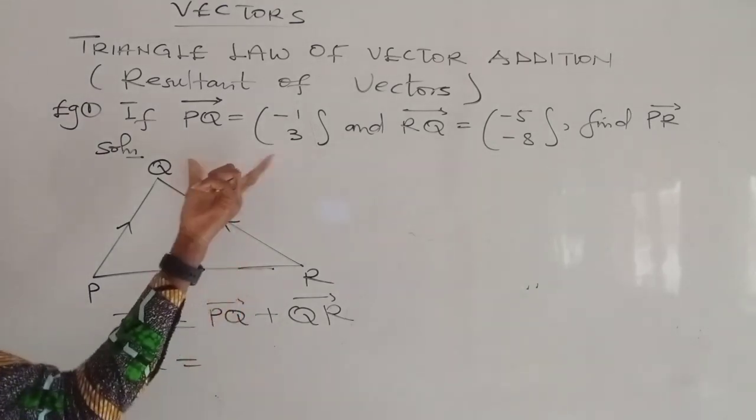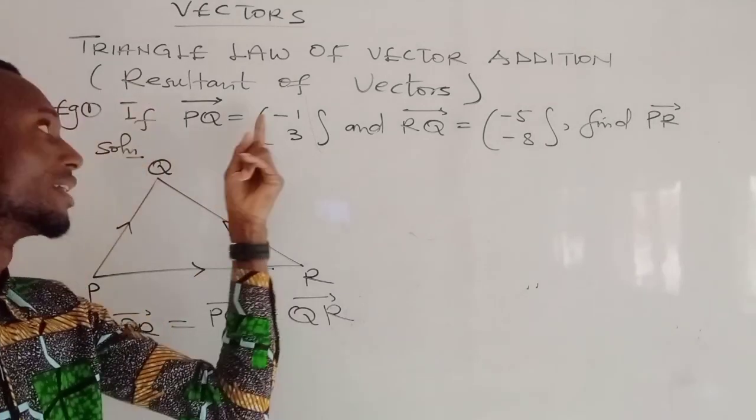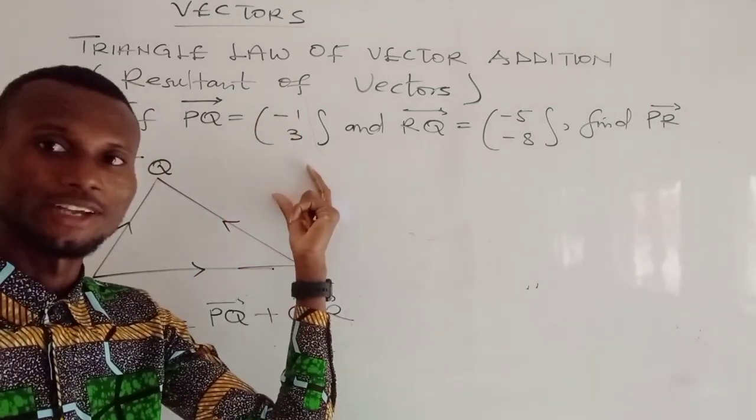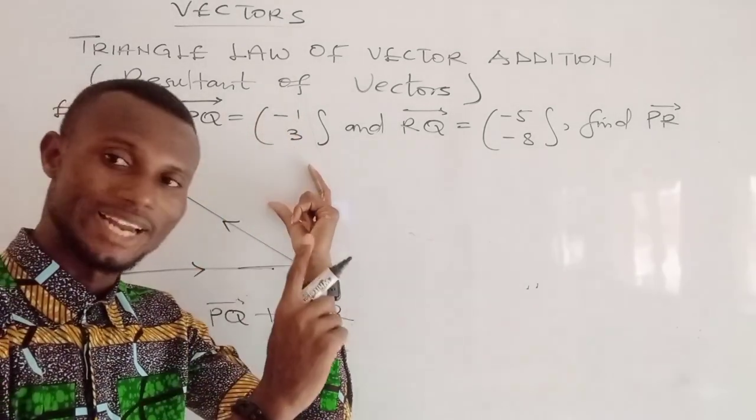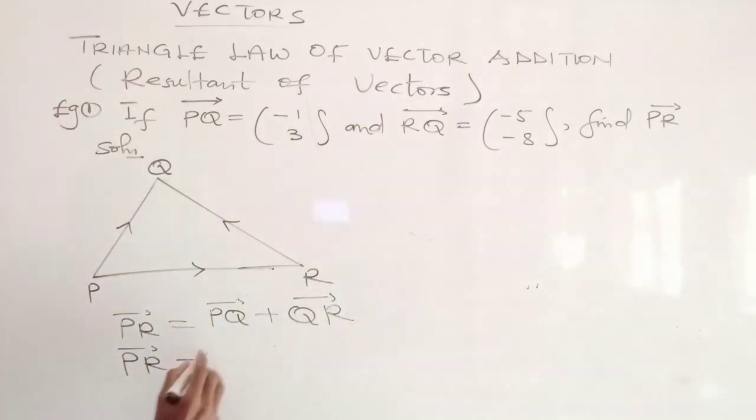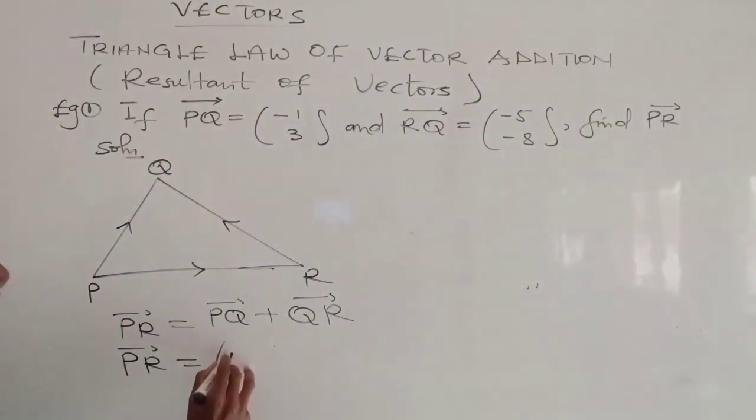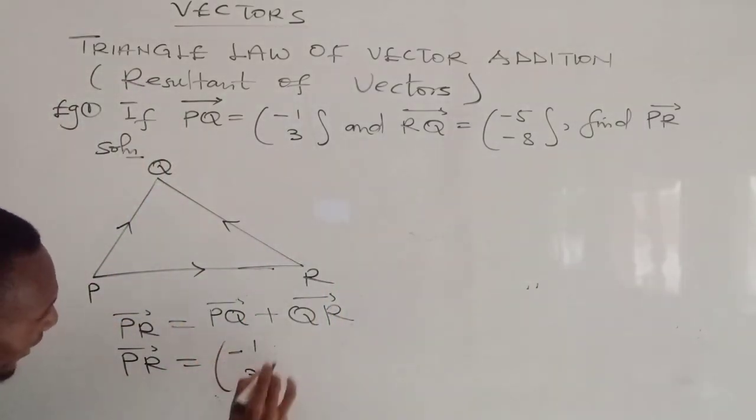Yes, PQ has been given. We know PQ to be -1, 3. So I'll put my value of PQ there. I hope you understand. So my PQ is given to be -1, 3.